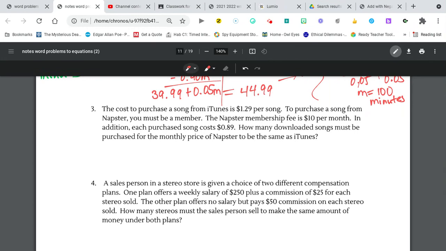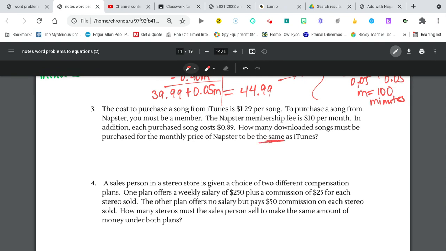Okay, this is what you should have for number 3. It says the cost to purchase a song from iTunes is $1.29 per song. To purchase a song from Napster, you must be a member, however. The Napster membership fee is $10 per month. In addition, each purchased song costs 89 cents. How many downloaded songs must be purchased for the monthly price of Napster to be the same as iTunes?